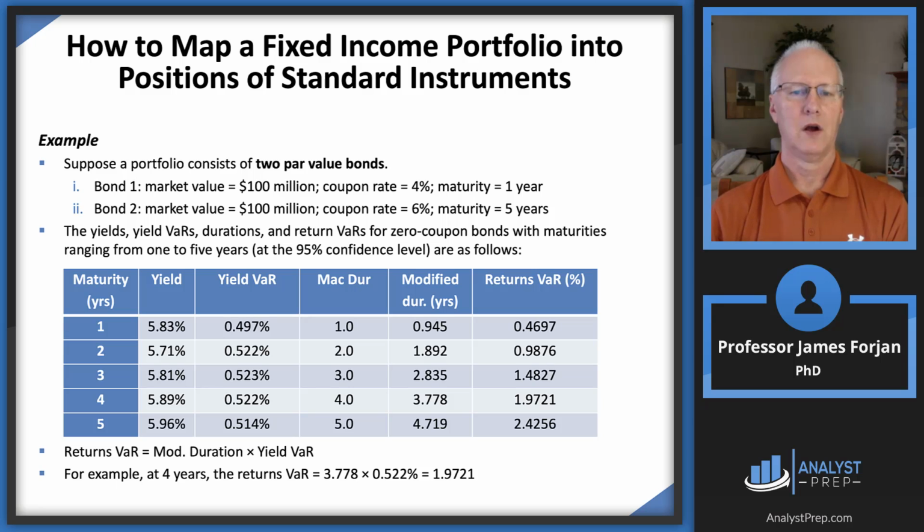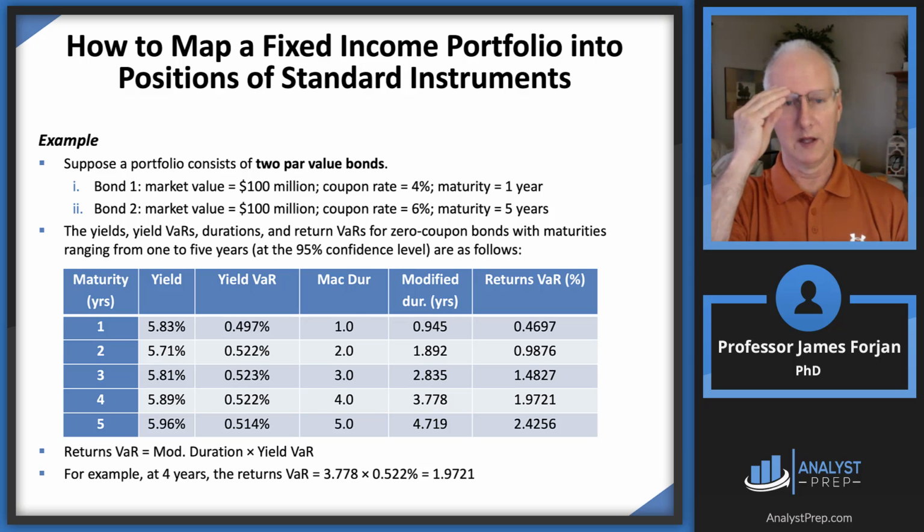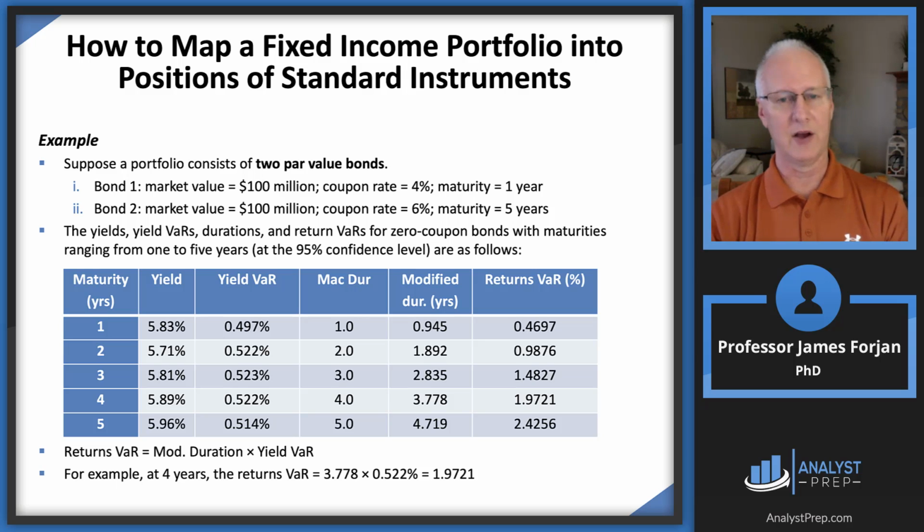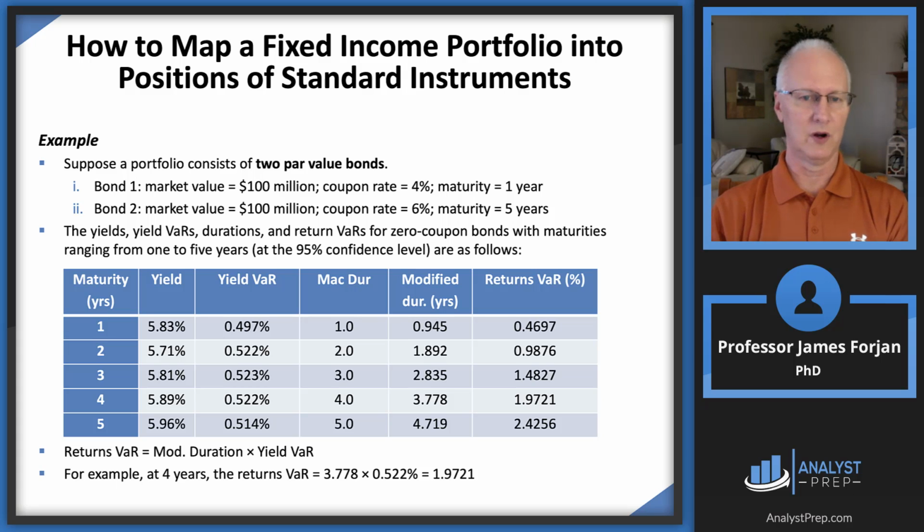All right, there's the yield value at risk. And notice that those all look like they could be 0.5%, right? They're very close to 0.5%. So at the 95% confidence, what we're saying is, let's suppose that we're worried that the yields are going to increase by, what is that, around 50 basis points. So we're worried about a yield value at risk of about 50 basis points at each moment in the yield curve.